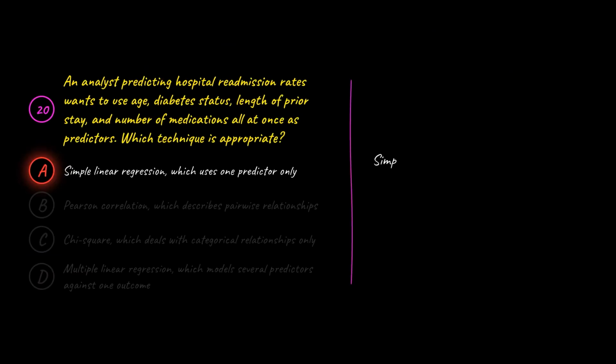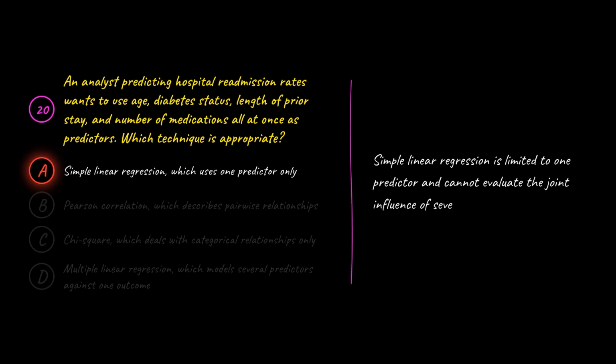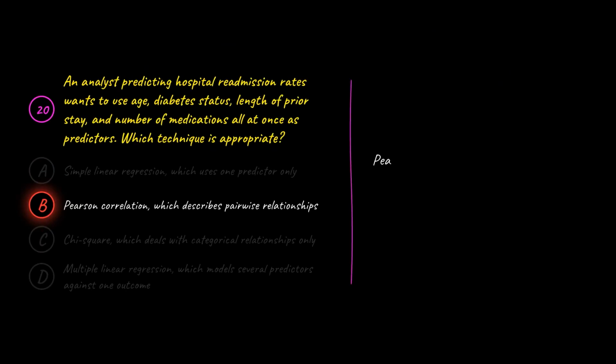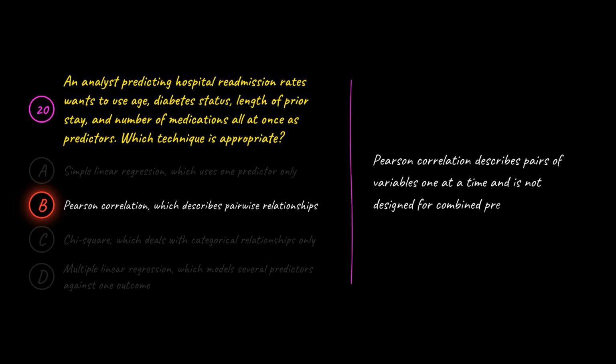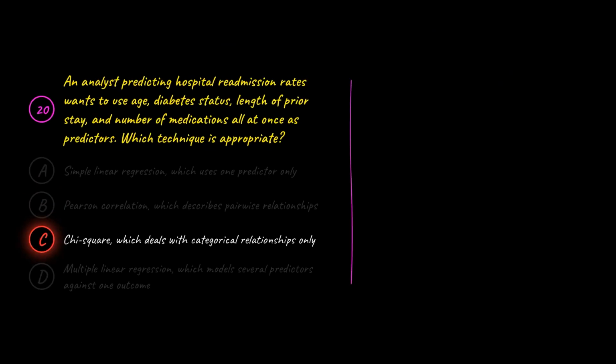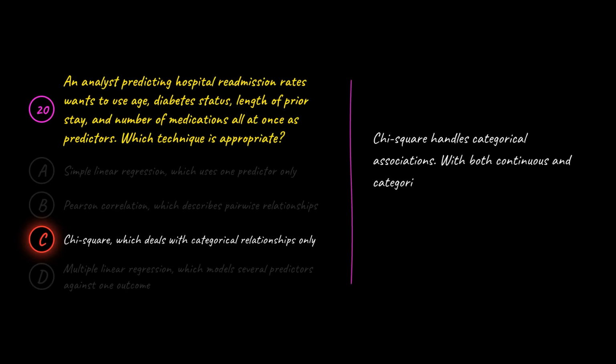A is wrong because simple linear regression is limited to one predictor and cannot evaluate the joint influence of several variables. B is wrong because Pearson correlation describes pairs of variables one at a time and is not designed for combined predictive modeling. C is wrong because Chi-square handles categorical associations. With both continuous and categorical predictors and a continuous outcome, Chi-square is not the appropriate framework.